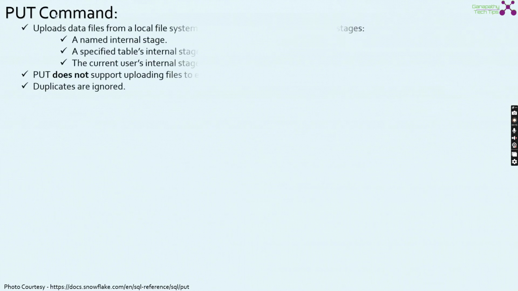Now we are going to discuss the put command. If you remember in the previous diagram, there is a clear mention of put for 3 categories. For loading the data into the Snowflake stages, we need the put command. So what are all the use cases for the put command? The put command uploads the data from the local file system to one of the following Snowflake stages. As we already know, a named internal stage, a specified table's internal stage, or user internal stages. The put command does not support uploading files from the external stages. Again, this is very evident from the previous diagram.